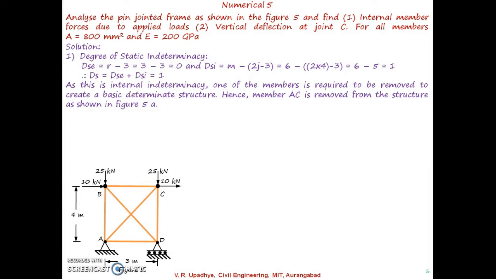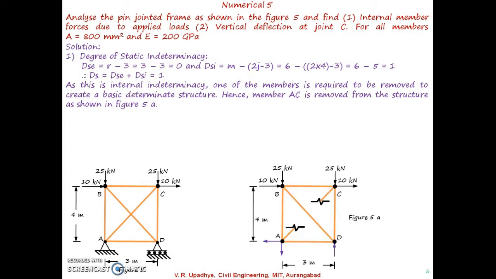As this is internal indeterminacy, one of the members is required to be removed to create a basic determinate structure. Hence, member AC is removed from the structure as shown in figure 5a. Now you can remove any member. For this example, I have removed the member AC, which is the inclined member over here. One can also start by cutting BD and considering that as the basic determinate structure. So we will go for further analysis with this structure, which is called the basic determinate structure.